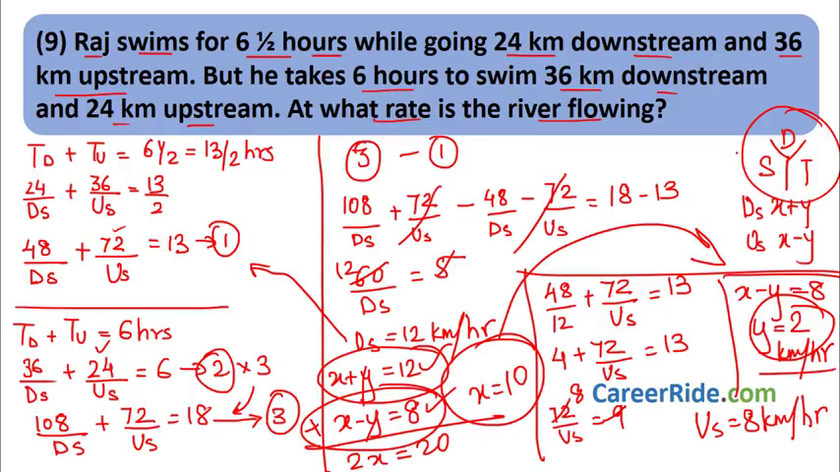See how easily, using just DST and x plus y and x minus y, using only these two things, we can solve any sum related to boats and streams. Boats and streams is the same or very similar to speed, distance, time. The only thing you have to remember is to include the speed of the river and the speed of the boat. There is downstream speed and upstream speed. Instead of direct speed, take downstream speed and upstream speed. There is nothing else to this.